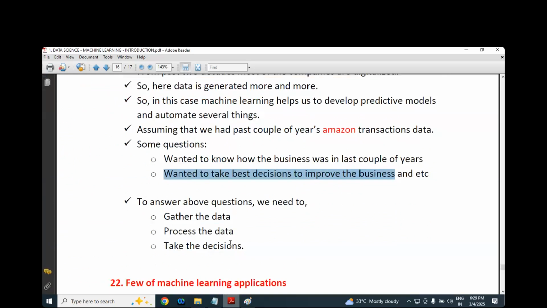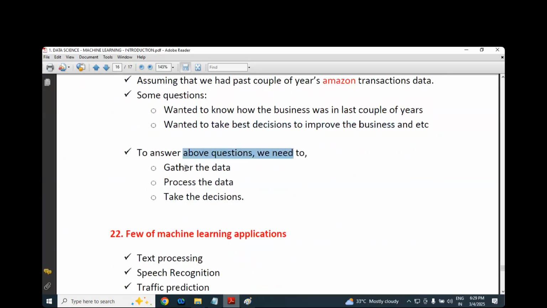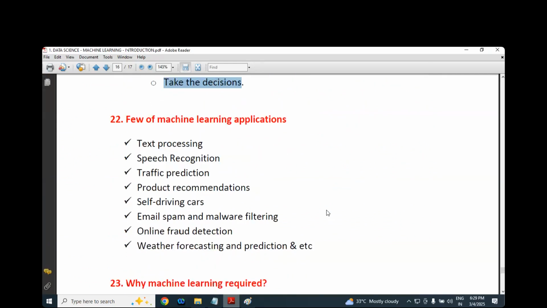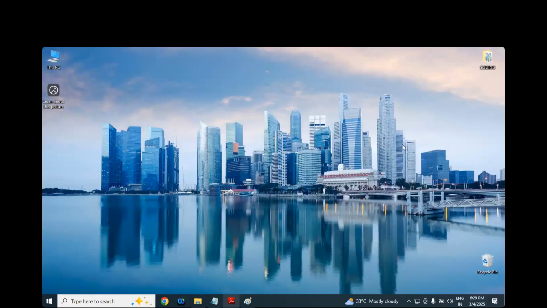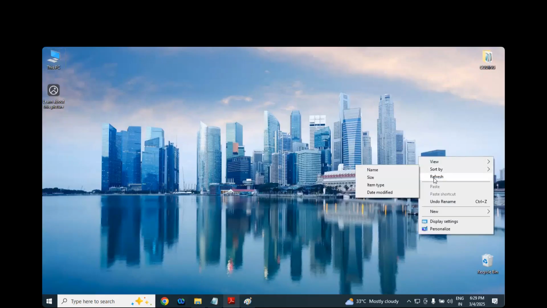All right, you have to understand. To answer the above questions, gather the data, process the data, take the decisions. These are all things we can do. Make a note on this.